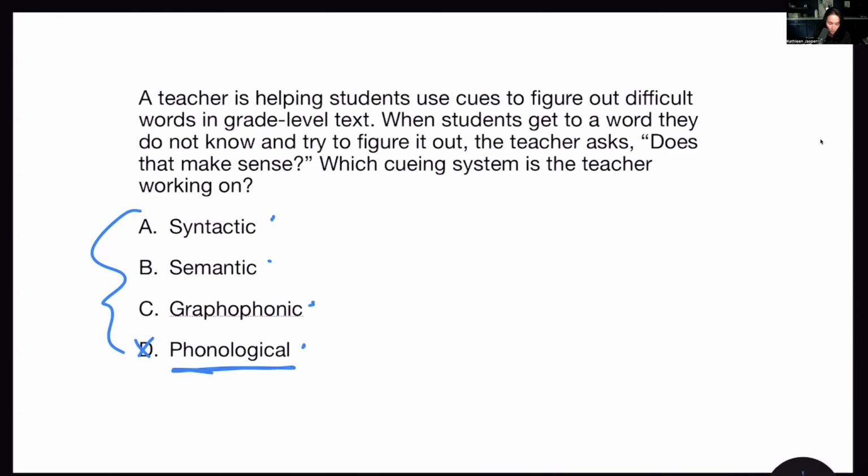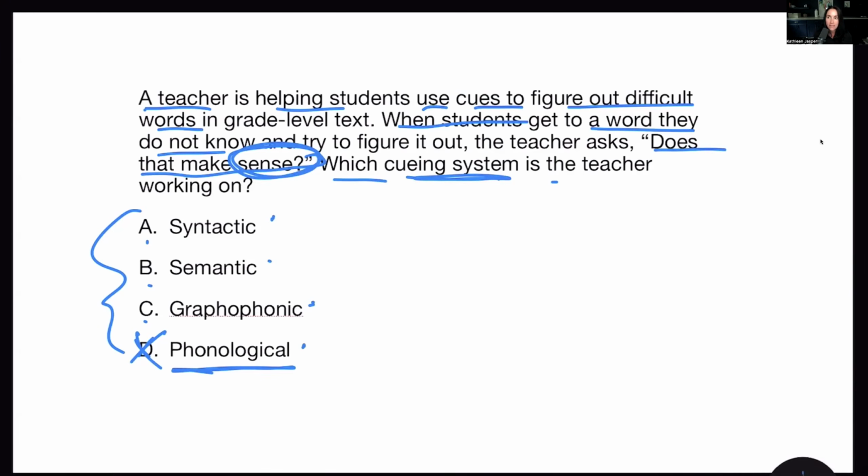Let's have a look at the question stem. Which cueing system is the teacher working on? Right away, I can cross off phonological because it is not a cueing system. So now we're just between A, B, and C. And notice working backwards helps us eliminate this very quickly. Let's start with the question. A teacher is helping students use cues to figure out difficult words. When students get to a word they do not know, the teacher asks, does that make sense?